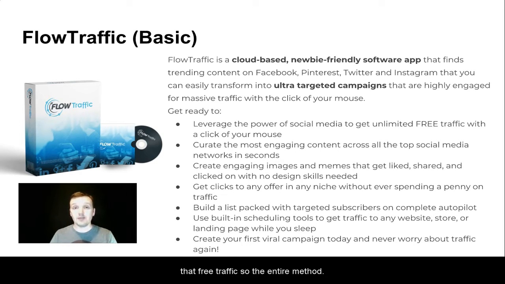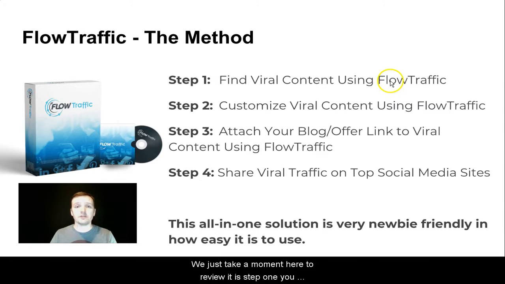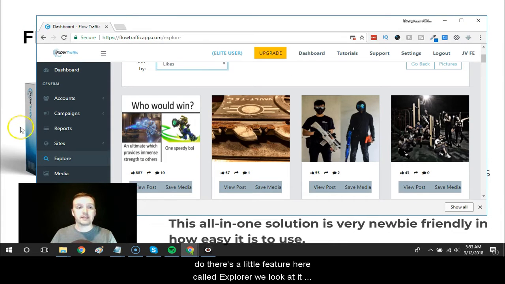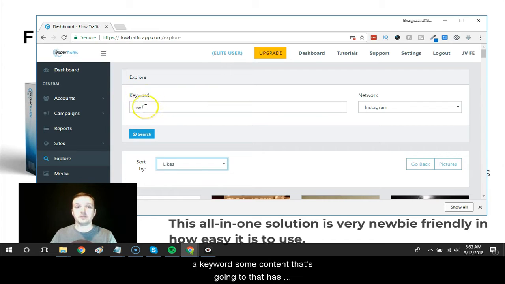So the entire method, if we take a moment to review it, is step 1: go find viral content using FlowTraffic. Very easy to do. There's a little feature here called Explore. Explore allows you to find, based on a keyword, content that has already gone viral. Not is going to, but has already gone viral.